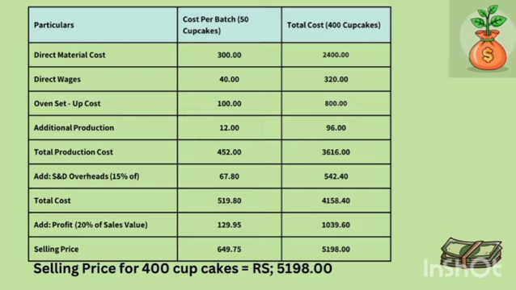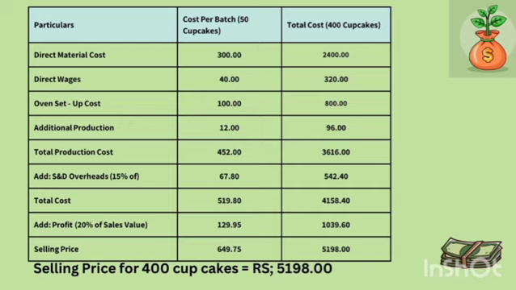Since we have 8 batches, the total production cost is 452 multiplied by 8 equals 3616 rupees. Step 3. Add selling, distribution and admin cost. After production, there are additional business expenses like delivery, packaging and office work.